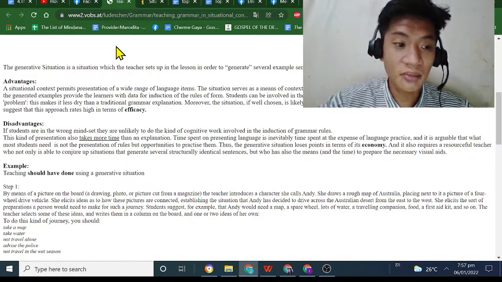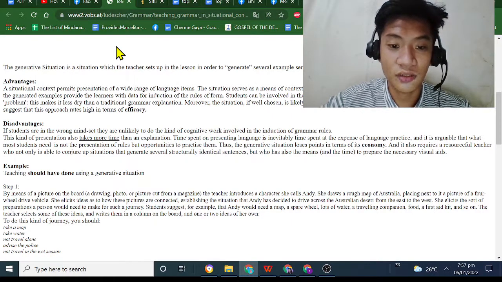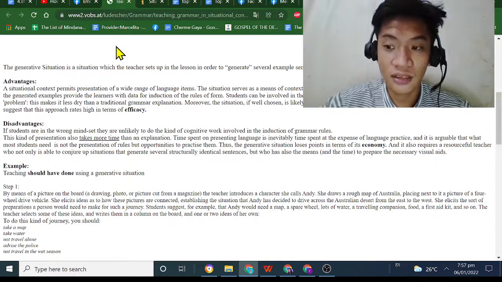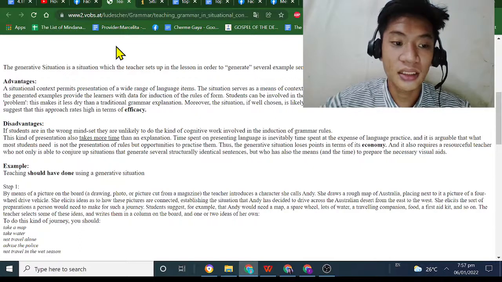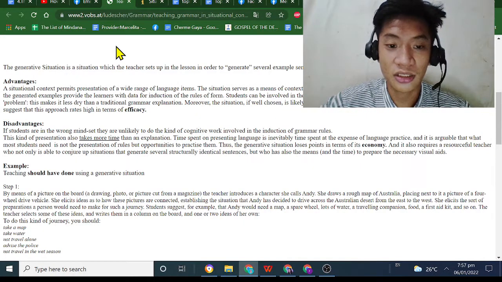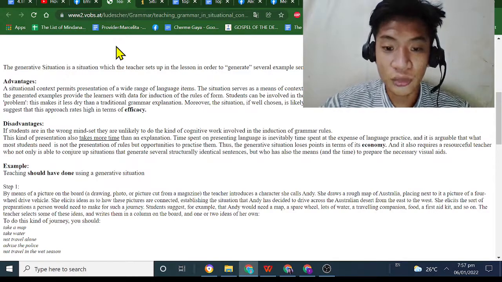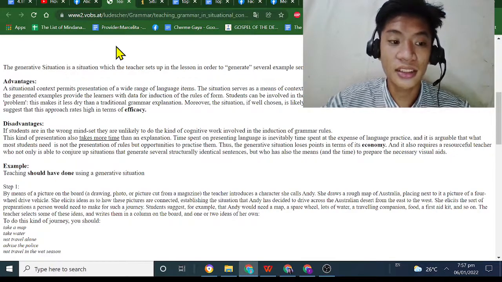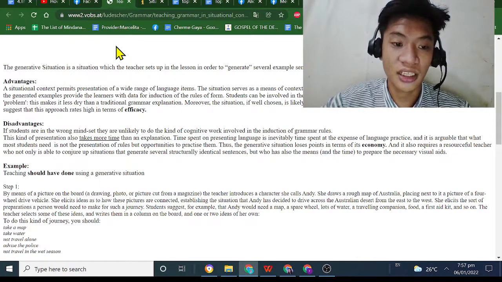At the same time, the generated examples provide the learners with data for induction of the rules of forms, and students can be involved in the development of the presentation as well as in solving the grammar problem. This makes it less dry than a traditional grammar explanation. Moreover, the situation, if well chosen, is likely to be more memorable than a simple explanation. All of these factors suggest that this approach rates high in efficacy.